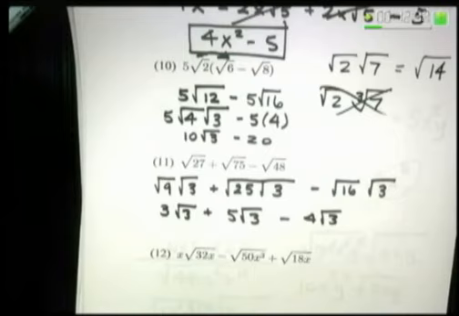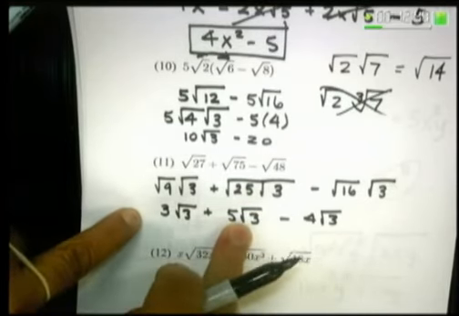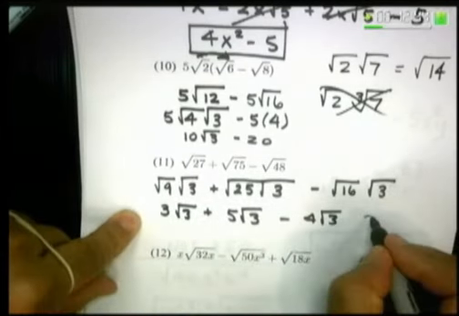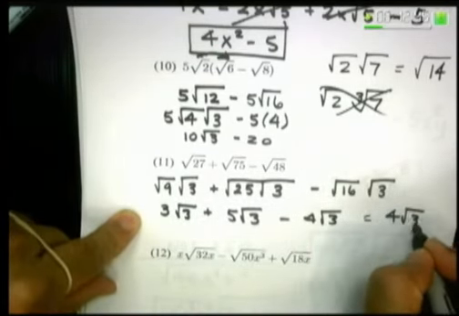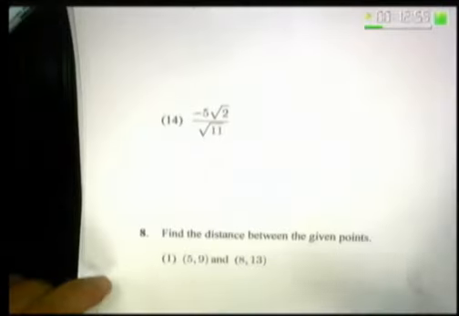You can add radicals as long as the index and the radicand are the same. All right, so we got 3 of these and we got 5 of these. That makes how many? 8 of them. 8 of these. Take away 4 of these. And what are we left with? 4 of these. 4 square root of 3. Does that make sense? All right, we're done with that. That's how you multiply, add, and subtract radicals.